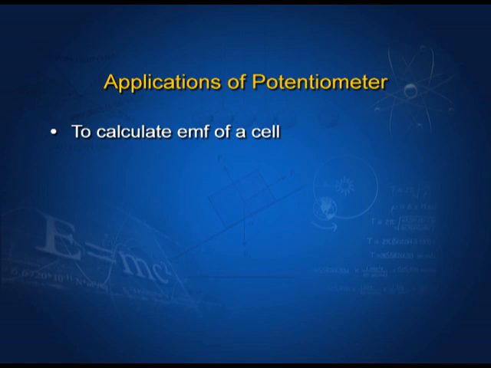Application of potentiometer. A potentiometer can be used to calculate the EMF of a cell. Always remember, we cannot calculate the EMF of a cell with the help of a voltmeter. The reason is that a voltmeter draws some current for measuring the value, whereas a potentiometer works on the null deflection method. That means it does not draw any current from the cell. So, we measure EMF using the potentiometer, whereas we measure the terminal potential difference of the cell using a voltmeter.